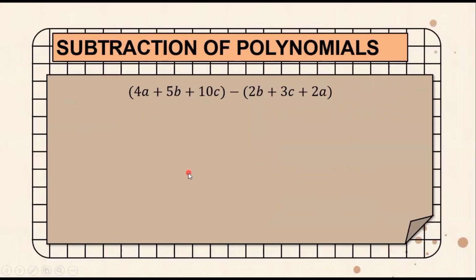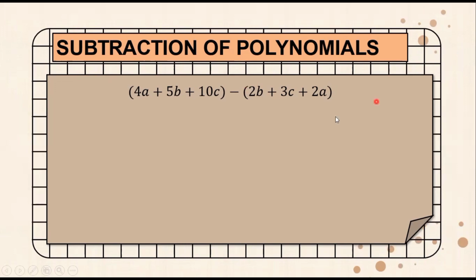Another one, so we now have an example under trinomials. So 4a plus 5b plus 10c minus the quantity 2b plus 3c plus 2a. Still we follow the rule or the steps in subtracting now polynomials. What will you do? You have to remove the grouping symbols, okay? And then you have to change the sign of the terms that are being enclosed. Okay, ito po.